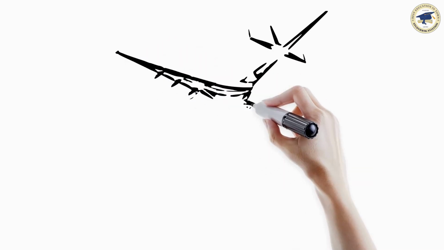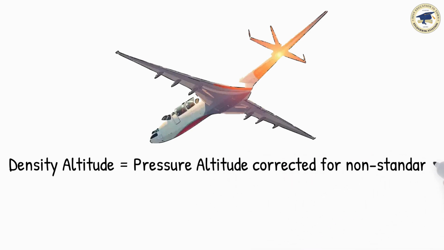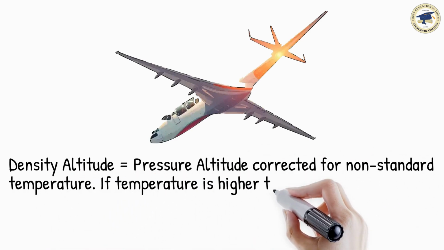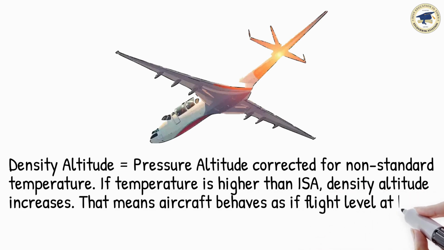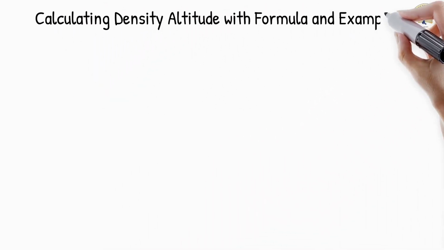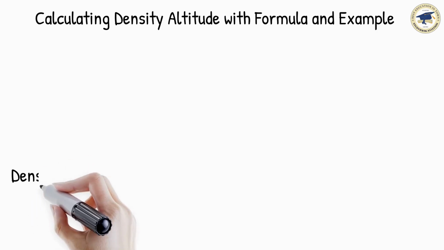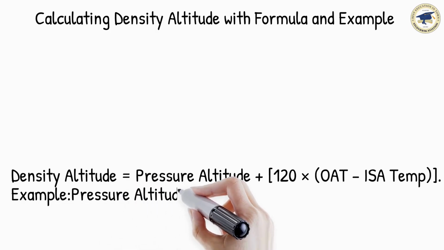Now, let's look at density altitude. It tells us how the aircraft will perform under given conditions. Density altitude equals pressure altitude corrected for non-standard temperature. If temperature is higher than ISA, density altitude increases. That means aircraft behaves as if flying at a higher altitude. So takeoff run becomes longer, climb rate reduces, and engine power drops. Formula for correction, density altitude equals pressure altitude plus 120 times OAT minus ISA temp.